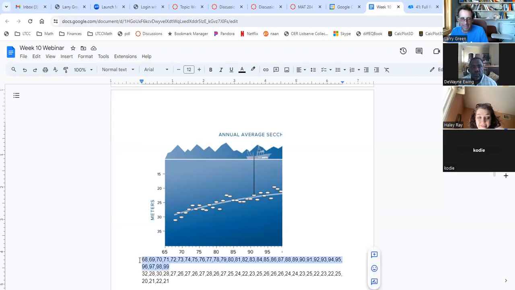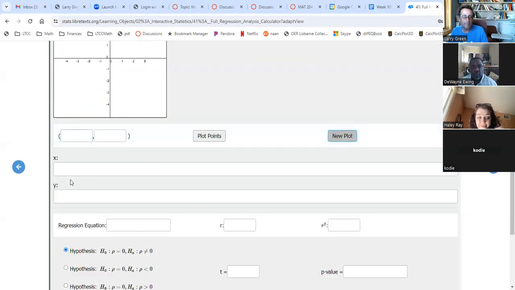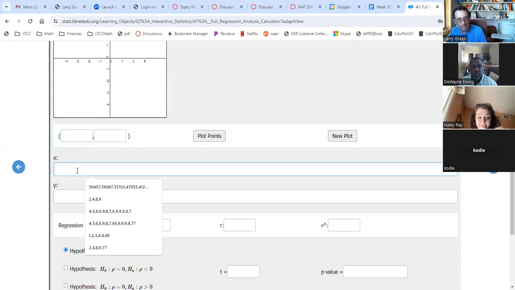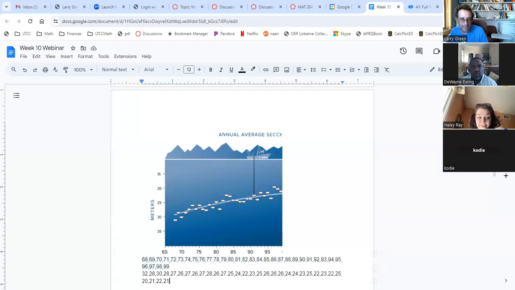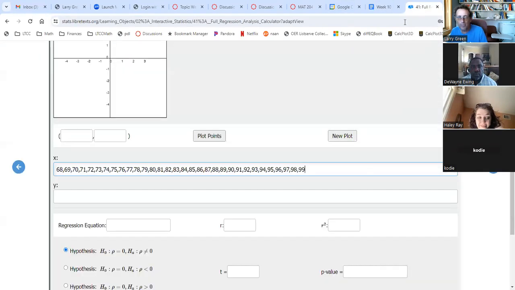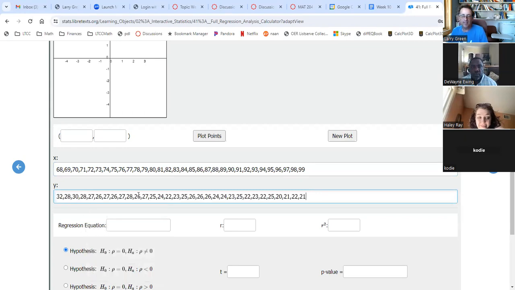I'm going to take these values. I'm going to go to the calculator. Let me go new plot. And then I'm going to paste those values in. So the year will be the independent variable, and the depth of clarity will be dependent. Because the idea is we're trying to predict the clarity for a certain year. And I hit plot points.